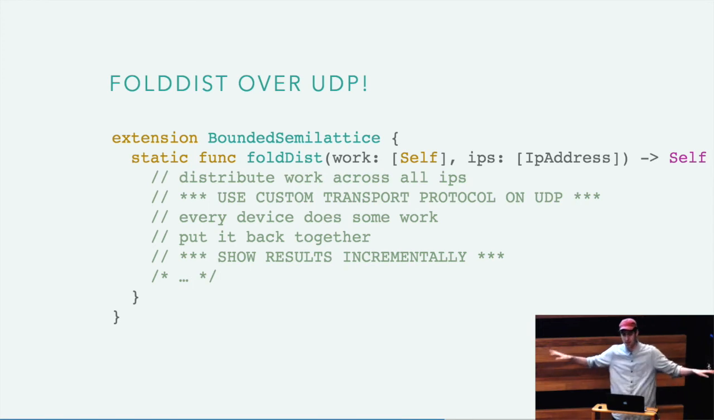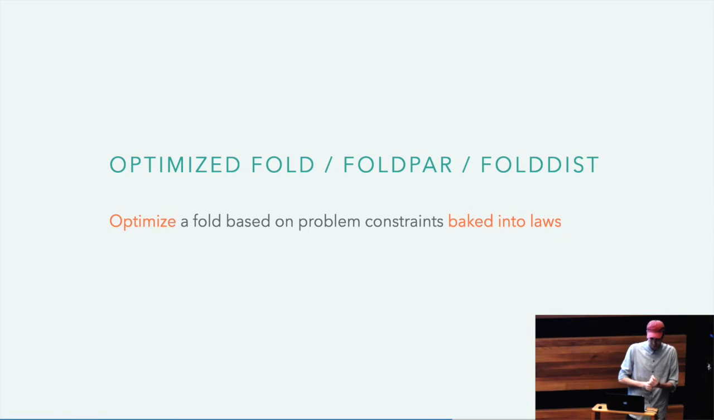We can distribute across different phones, using our custom protocol. Every device does some work, and we put it back together. We can show results incrementally with a UI, and life is good. So if you think about it, what did we do? We optimized the fold based on the constraints of the problem that were baked into the types via laws.